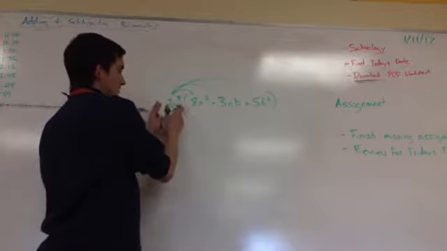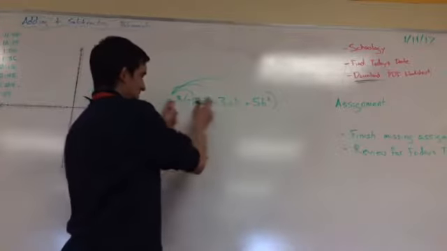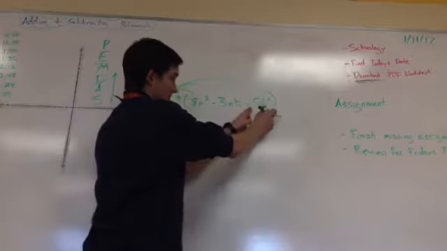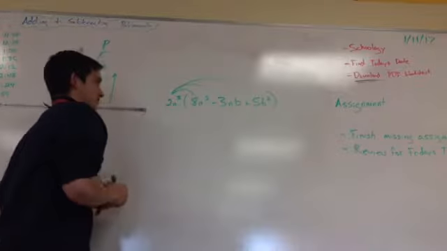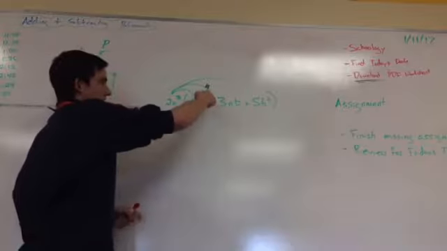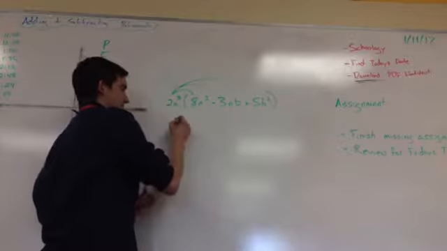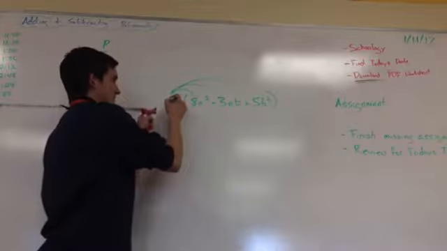So 2n cubed is going to need to be multiplied by this. It's going to need to be multiplied by this. It's going to need to be multiplied by that. And then you combine your like terms. All right, so 2n cubed times 8n squared. What I typically do is I multiply the numbers together. 2 times 8 is 16. So that's the 2 and the 8.